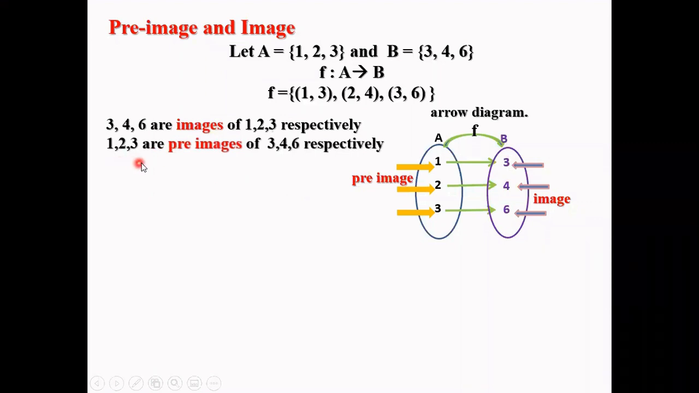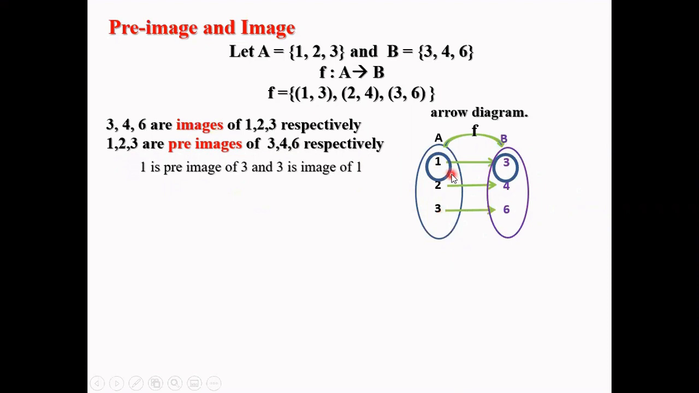1, 2, 3 are pre-images of 3, 4, 6 respectively. Here, 1 is pre-image of 3 and 3 is image of 1. It can also be written as f(1) equals 3. That is, 3 is image of 1.